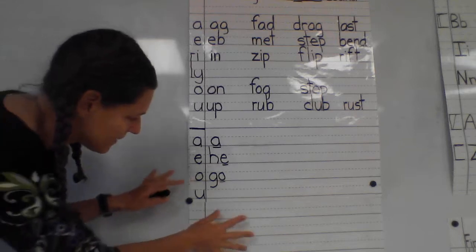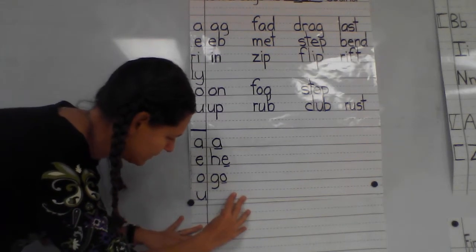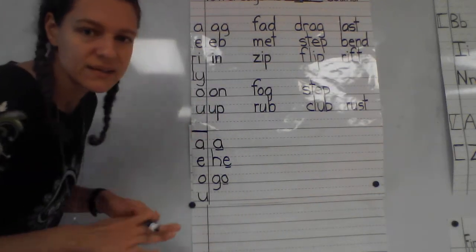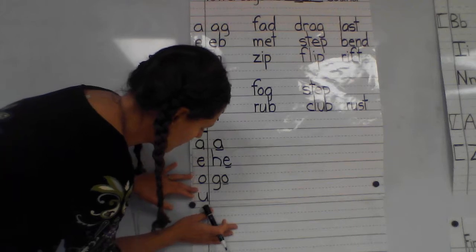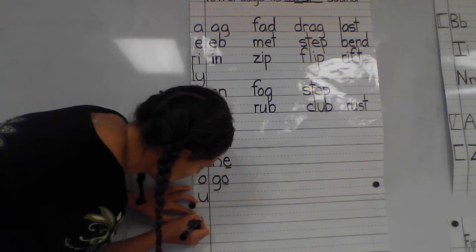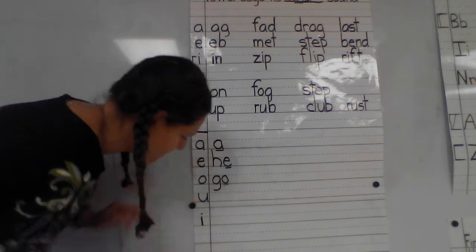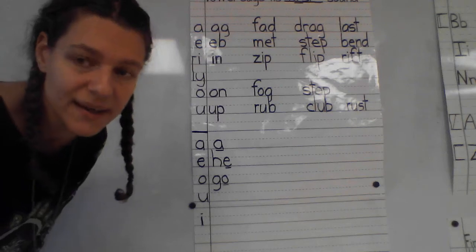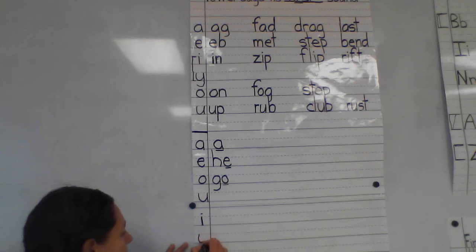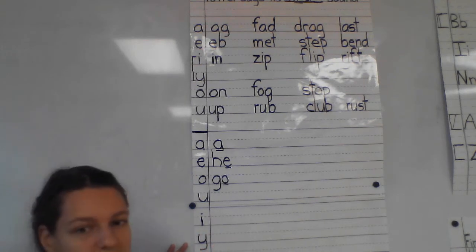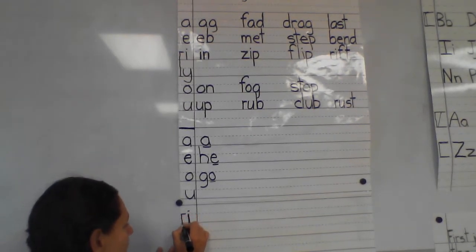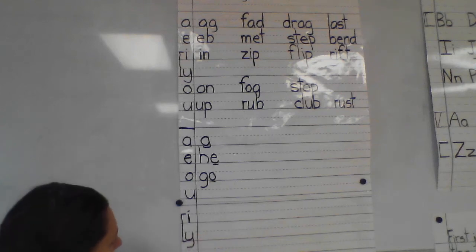Some of you may have said, oh, I don't see I there. You are just right. We don't see our I here. So let's put our I here. And then which letter makes the same vowel sounds as our I? Very good, it's our Y. So we'll put that one here as well. And I'm going to put a little bracket around them because remember these two have the same vowel sounds.